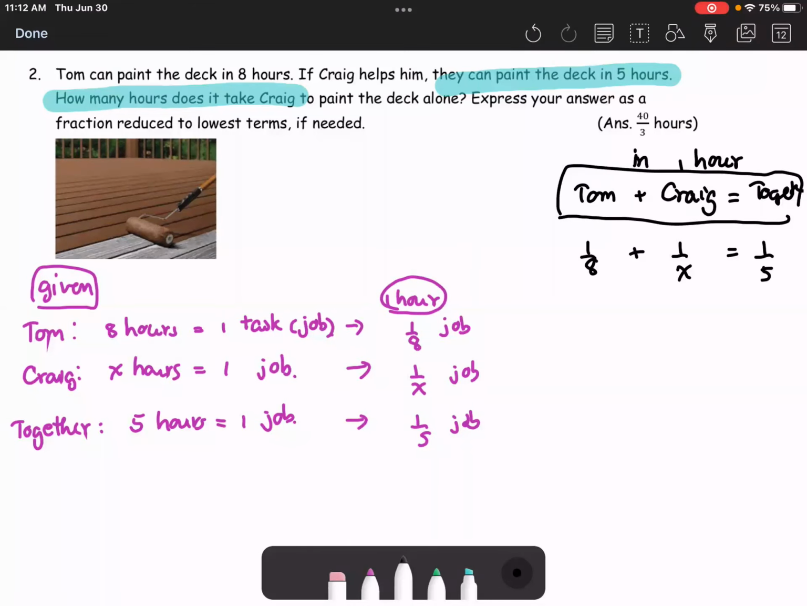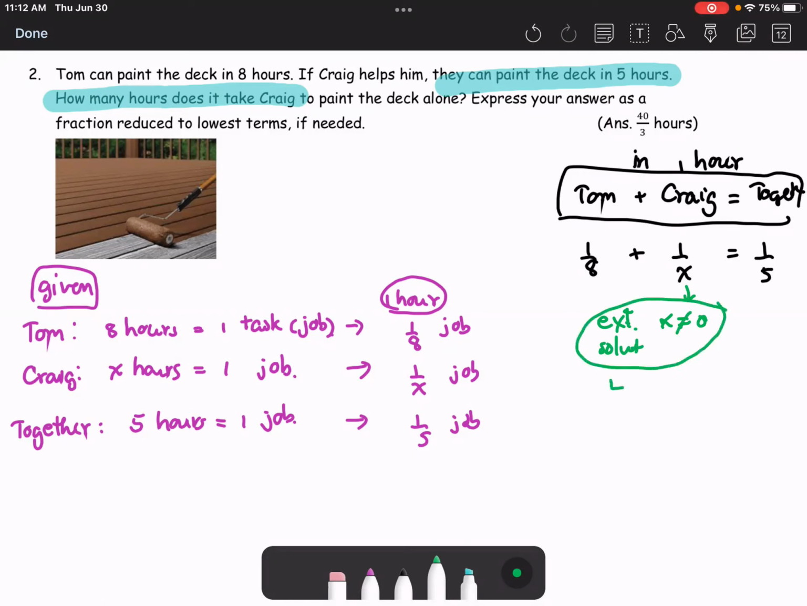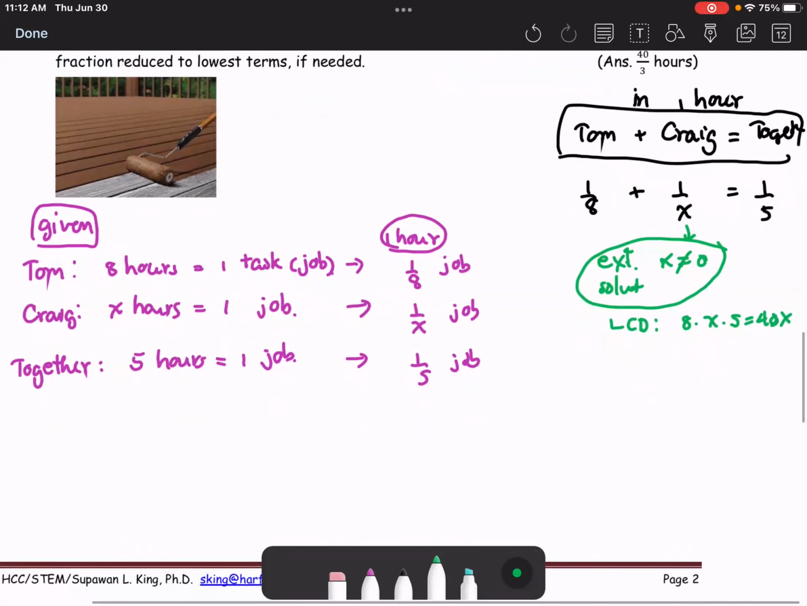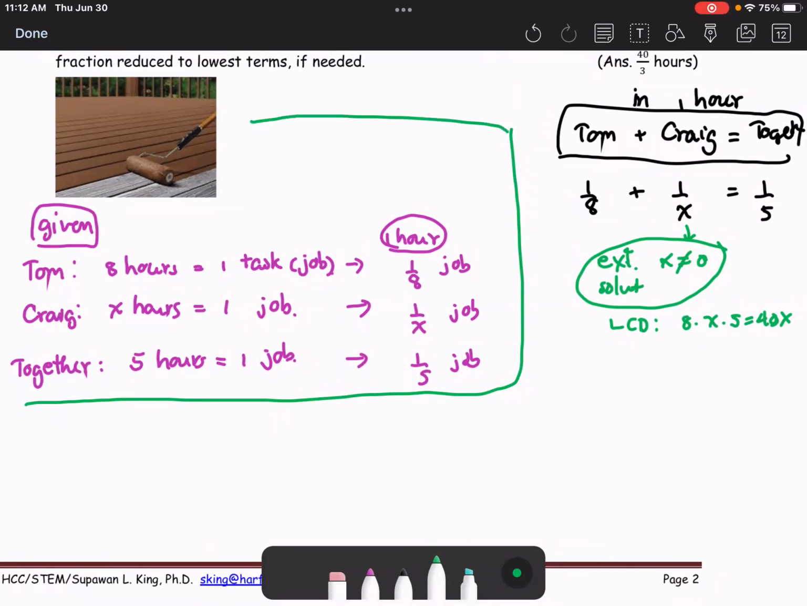At this step, we get the equation in rational form, called a rational equation. To solve for x, look for the extraneous solution, the number that we exclude. We know that x cannot be 0. Then look for the LCD, the least common denominator, of 8, x, and 5. It's going to be 8 multiplied by x multiplied by 5, or 40x. Next, we're going to solve for x.